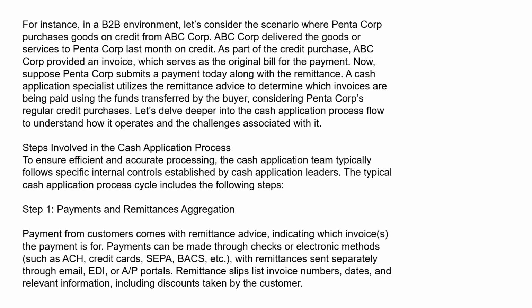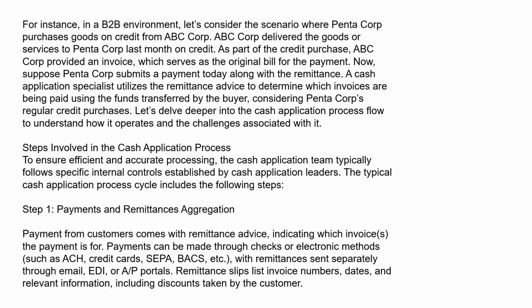Payments and remittance aggregation. Payment from the customer comes with a remittance advice indicating which invoices the payment is for. Payments can be made through checks or electronic methods such as ACH, credit cards, SEPA, BACS, etc. Remittances may be sent separately through email, EDI, or AP portals. The remittance slip lists invoice numbers, dates, and relevant information, including discounts taken by the customer.